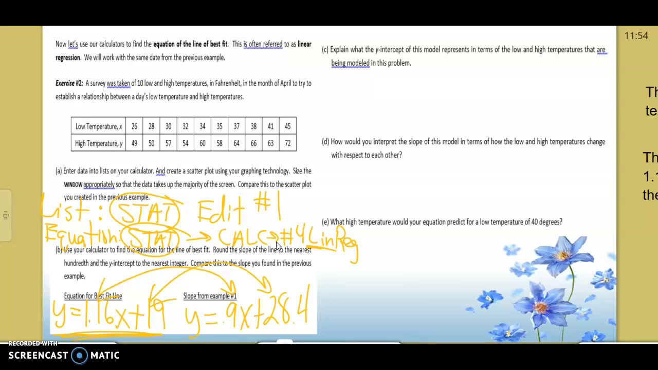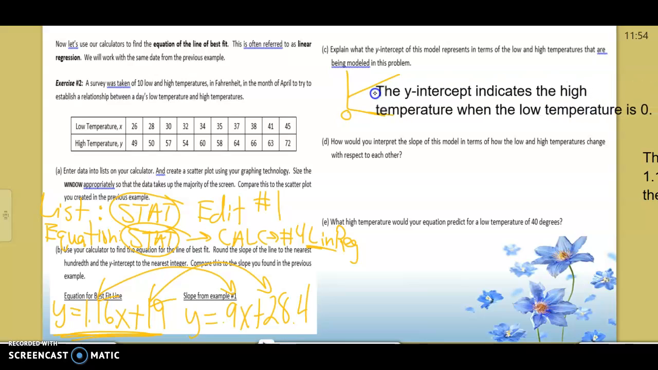Let's finish it up with a little bit of an understanding here. Explain what the y-intercept of this model means in terms of low temperature and high temperature. Well, if we're looking at the first quadrant and that line crosses the y-axis, let's call it here, we've reached 0 on the x-axis.